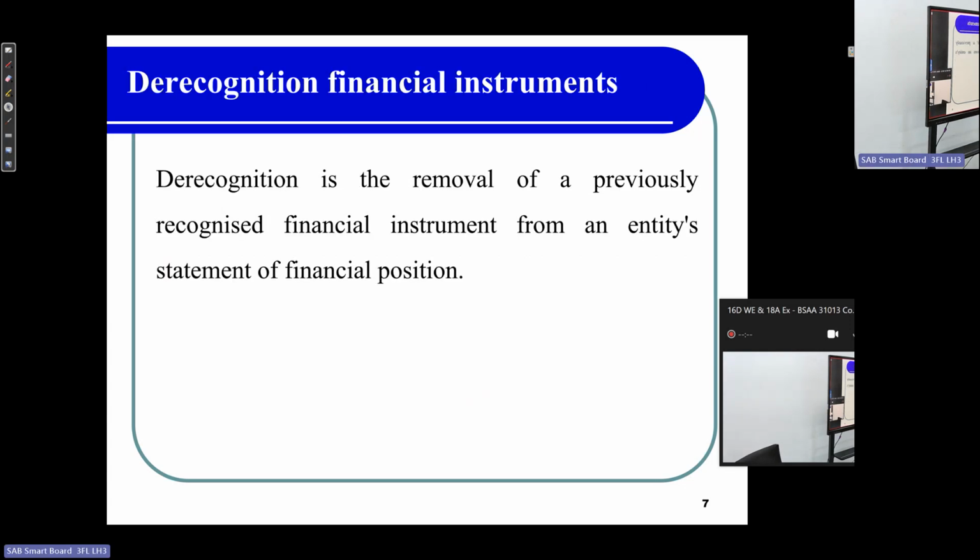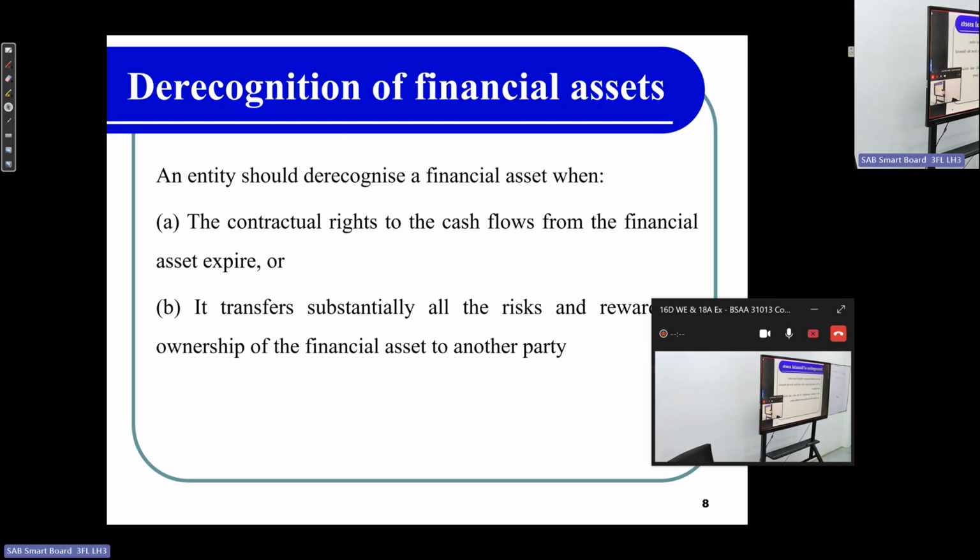We'll take this one later. Measurement, we'll take later. Make a derecognition note. What are the circumstances where financial assets as well as liabilities are derecognized from the books? Derecognition means removing previously recognized assets or liabilities. Financial assets would be derecognized when... derecognition, financial assets, financial liabilities.